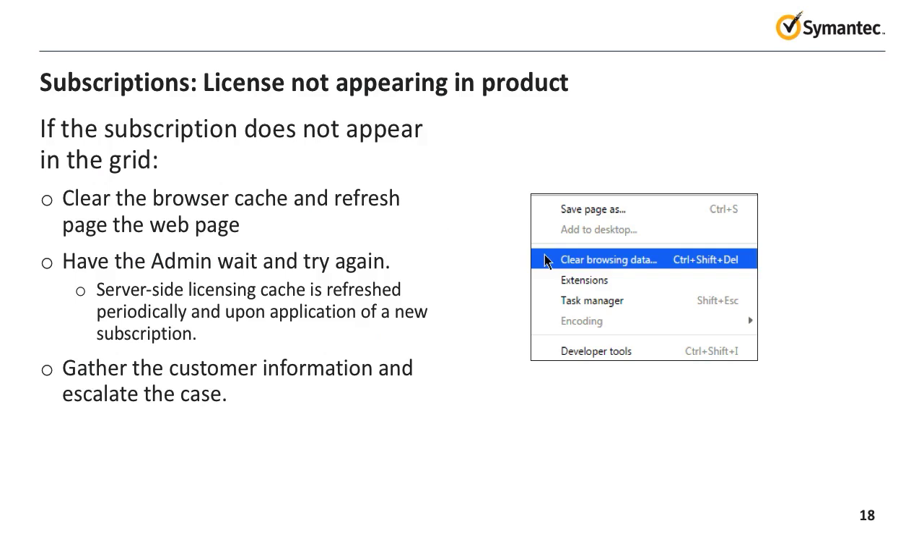Another issue Symantec has occasionally seen is that the licensing information does not appear in the product subscription page. If the subscription does not appear, try clearing the browser cache and refreshing the page. Have an administrator wait and then try again, as the server-side licensing cache is refreshed periodically and upon application of a new subscription. Gather the email and company name and escalate the case to support if that does not resolve the issue.